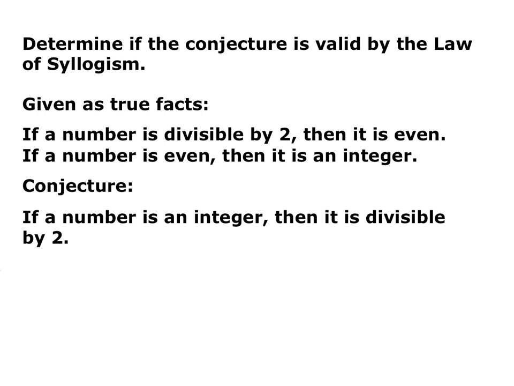Okay, so now we'll test this and see what's going on. If a number's divisible by 2, then it's even. If a number's even, then it's an integer. Conjecture: if a number is an integer, then it's divisible by 2. Determine whether it's valid or not valid. Does it follow the pattern of syllogism? What's the P? What's the Q? What's the R?